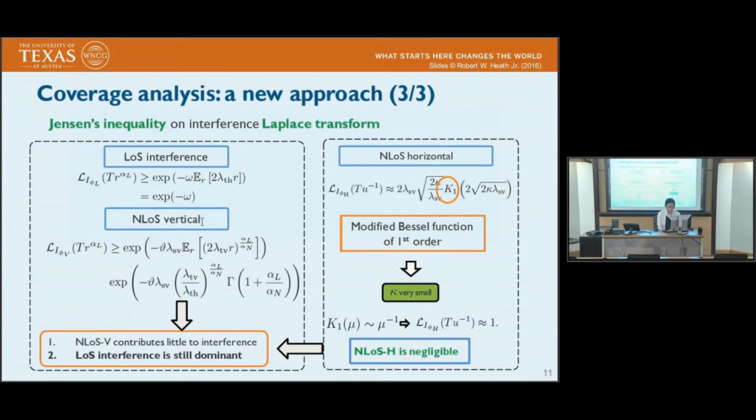in the later analysis. Also, comparing the lower bounds of the line of sight interference and the non-line of sight vertical street interference, we can see that the non-line of sight vertical interference contributes very little compared to the interference from the line of sight. So the final conclusion here is that the line of sight interference is still the dominant factor in determining the final coverage probability.